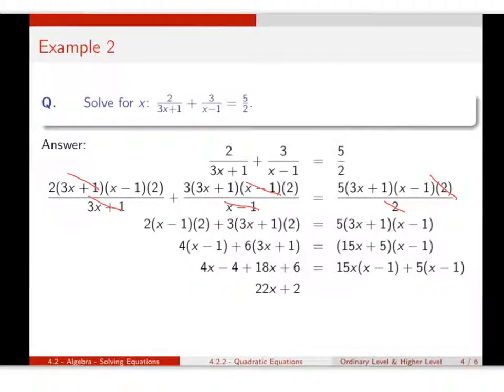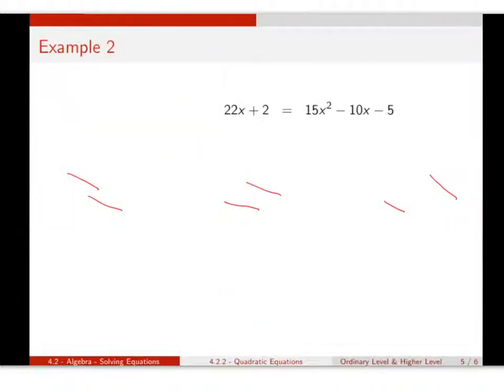Let's tidy up our left hand side. 4x plus 18x is 22x, minus 4 plus 6 is plus 2. On the right let's multiply out, so 15x by x is 15x squared. 15x by minus 1 is minus 15x. Then our second bracket multiplication, 5 by x is 5x, and 5 by minus 1 is minus 5. And now let's tidy up the right hand side. Minus 15x plus 5x is minus 10x. Now we want to bring all that to the left. So let's subtract 15x squared from both sides. Let's add 10x to both sides, and let's add 5 to both sides.